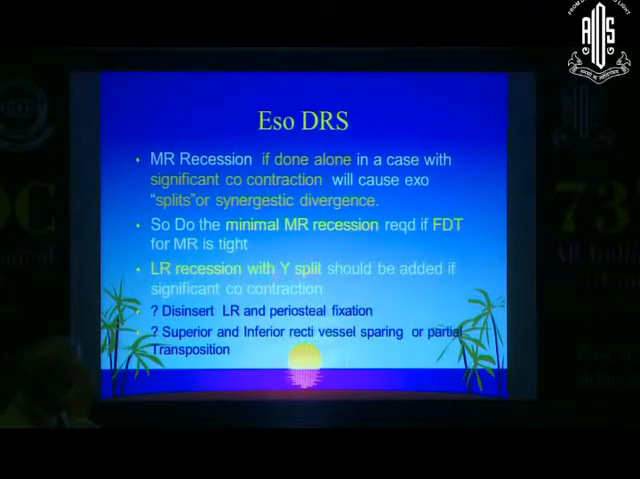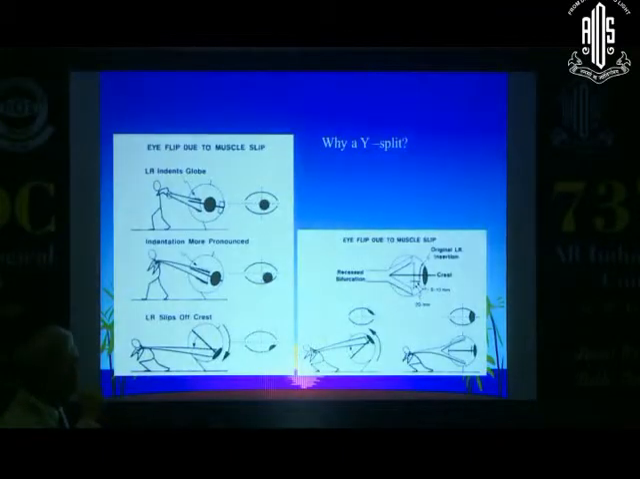LR recession with Y split should be added if there is a significant co-contraction even in ESO-DRS cases. So even though it's an ESO, you may like to do an LR weakening, but combined with a Y split in order to correct the co-contraction by recession, and the splitting of the Y will cause the prevention of upshoot and downshoot. It's like yoking the muscle. Disinsertion of the LR and periosteal fixation are the other possibilities. Superior and inferior rectus vessel sparing or partial transposition are the other things which may be considered.